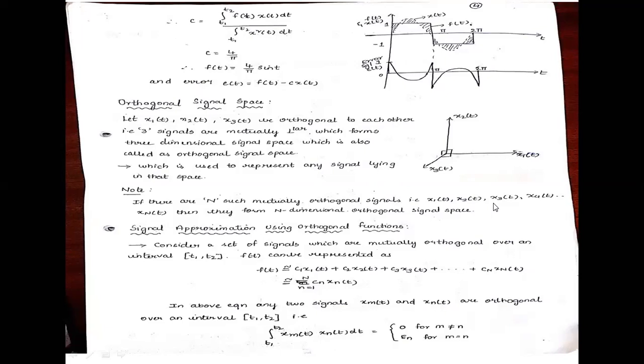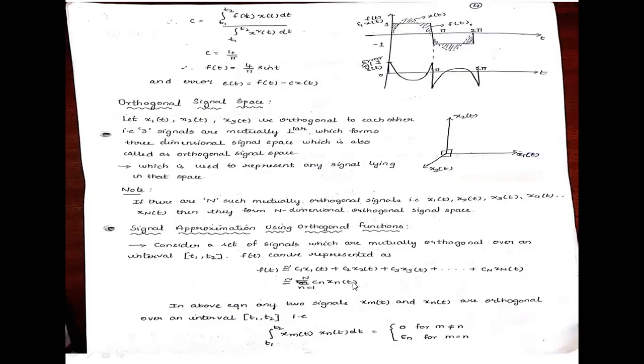So let us assume e of t is approximately 0. Now the equation becomes f of t is approximately equal to, taking x as x1, x2, x3 and so on, c1 x1 of t, c2 x2 of t, c3 x3 of t and so on, cn xn of t.